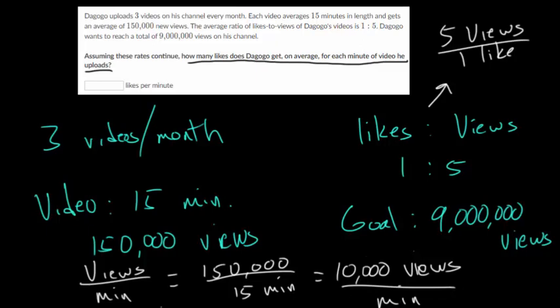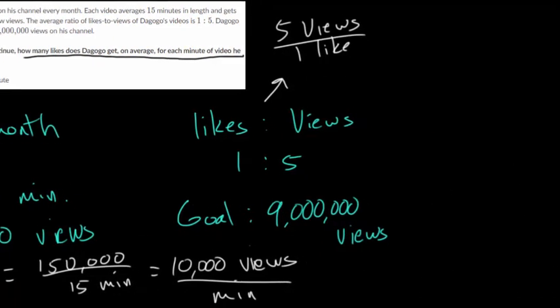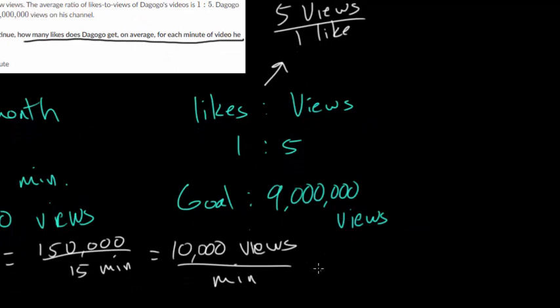So let's do that. Let me just scroll over and make a bit more room here. We're going to multiply this by 5 views divided by 1 like. But we want to cancel out views, so we have to put views in the denominator since it's in the numerator here. So we're going to put our 5 views in the denominator there, and then we're going to put our 1 like in the numerator. Now we can make our unit cancellation. Views divided by views, those cancel, and our final units are going to be likes per minute.